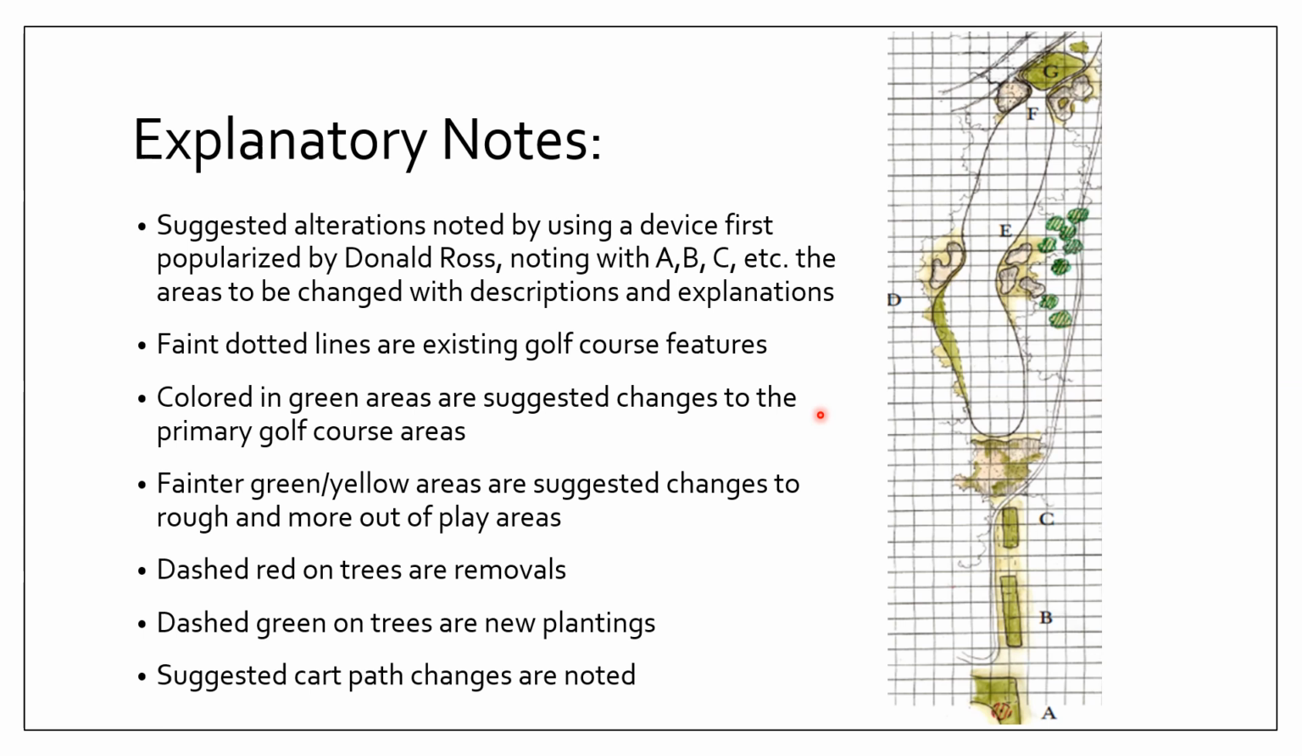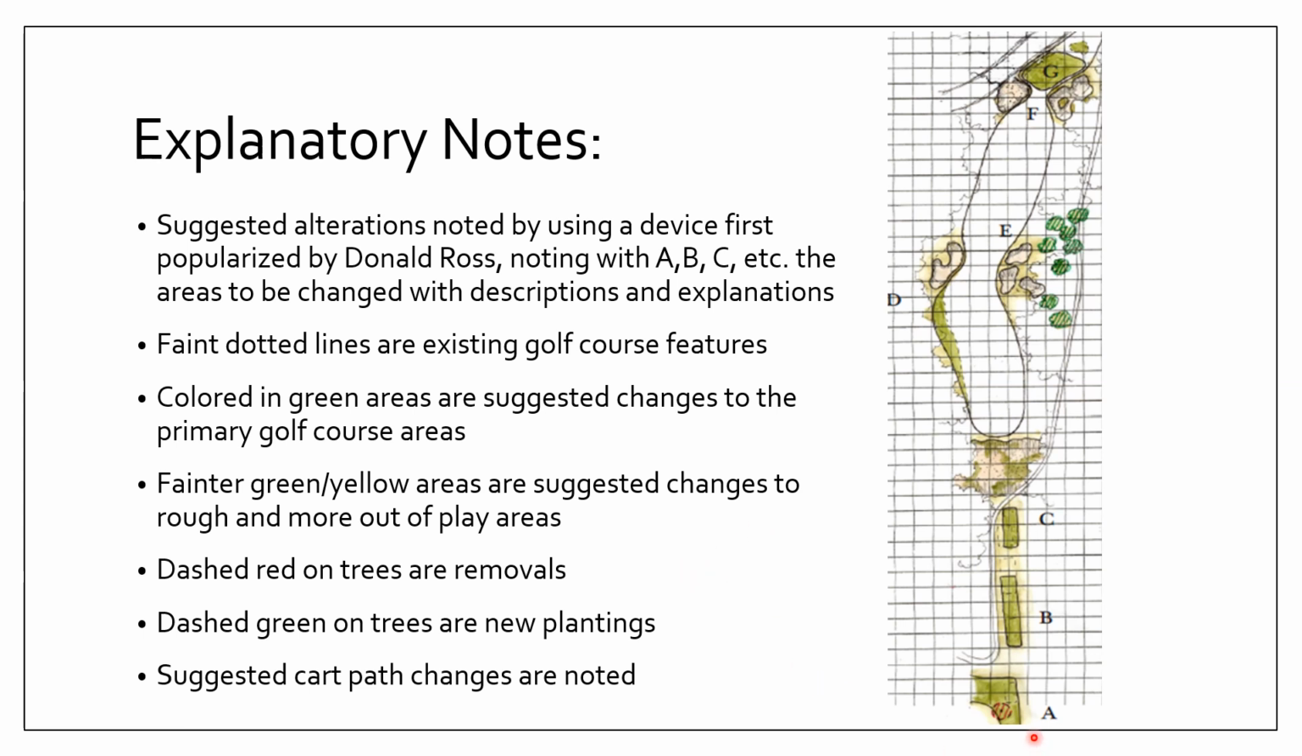Colored in green areas are suggested changes to the primary golf course areas. So here, tees, I think, are going down a little bit. This tee complex is being altered slightly. Again, this fairway, the green here is notated. So these are primary golf course area changes. And then the fainter green-yellow areas are suggested changes to rough or more out of play areas. So anything that's a barranca, and as you can see, this area right here, the fainter yellow around the fairway bunkers in the rough is what is meant here.